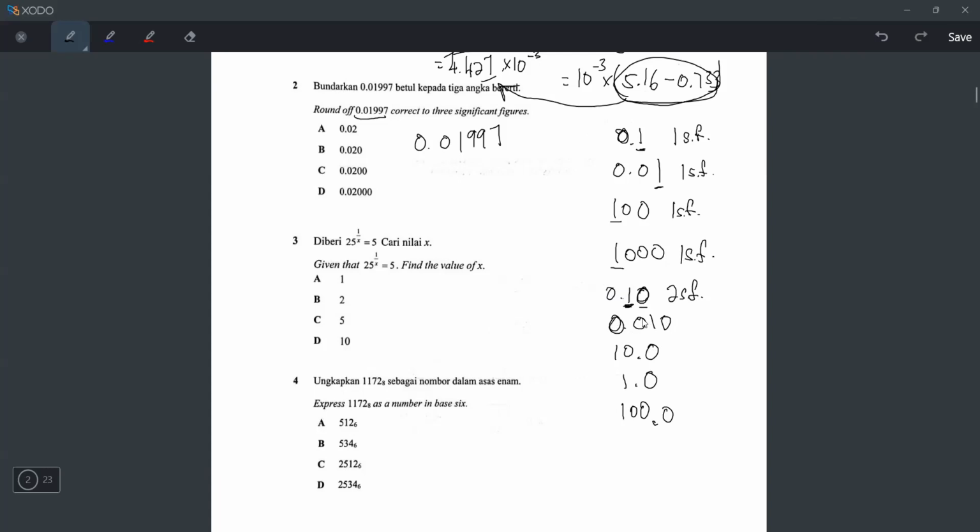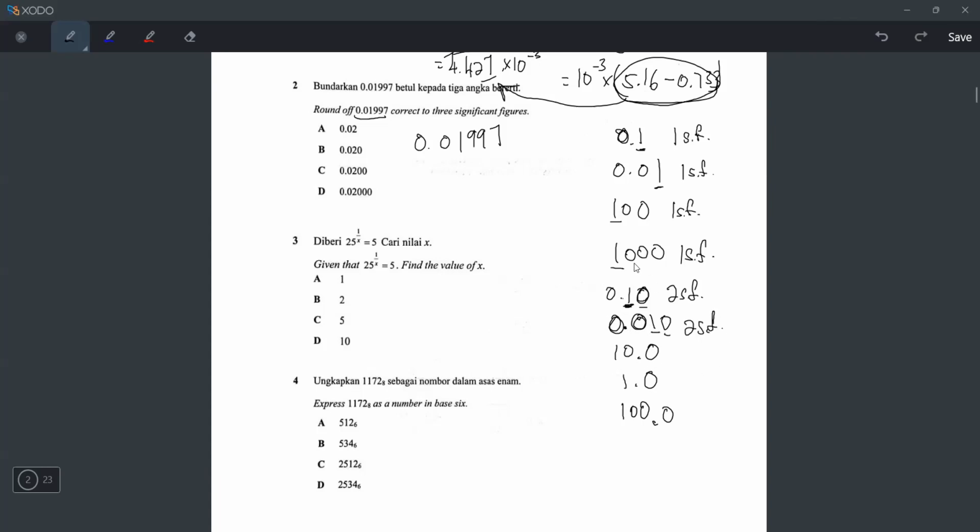0.010, the zero in front, never count it. We don't care. The zero in front, we will never count it. Even if there's a point also, we won't count it. The zero in front, never count it. But the zero at the back, sometimes you have to count it. If there's a point, you have to count it. So for example, this one has the point, so you should count it. So 1, 2, there are 2 significant figures.